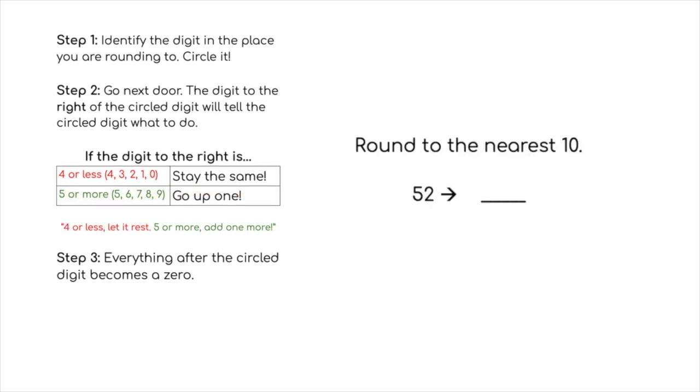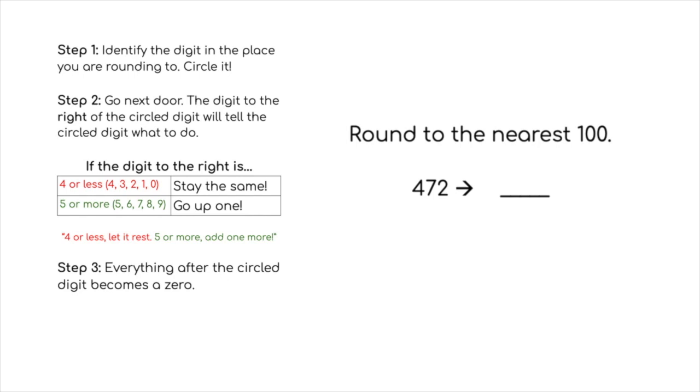Let's practice one more rounding 2-digit numbers to the nearest 10. So we have the number 52 and we're rounding to the nearest 10. So we will circle the tens place, which is the 5. Then we look next door to the right and we have a 2. So the 2 is 4 or less, so it tells the circled digit to stay the same. The circled digit is a 5, so the 5 will stay a 5. Step 3 tells us everything after the circled digit becomes a 0, so the 2 becomes a 0. So 52, rounded to the nearest 10, is 50.